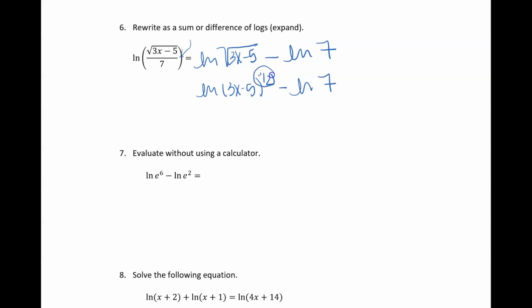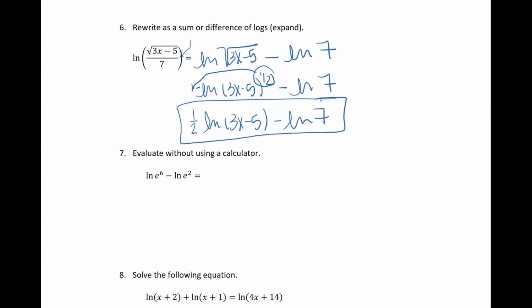And then I can take that exponent and bring it out front. So you can see when I'm condensing, I deal with the exponent first. When I'm expanding, I deal with the exponent last. So it gives me 1/2 ln of 3x minus 5 minus ln of 7. And that's my final answer.